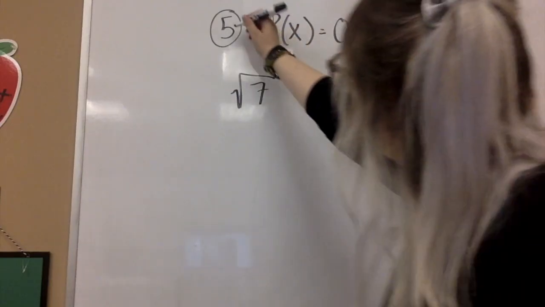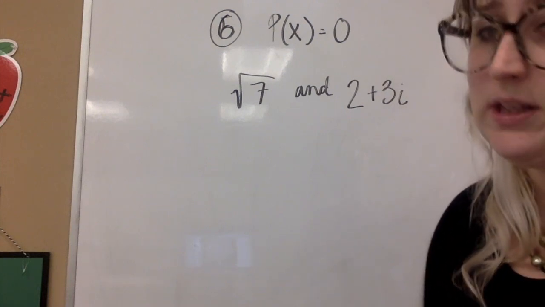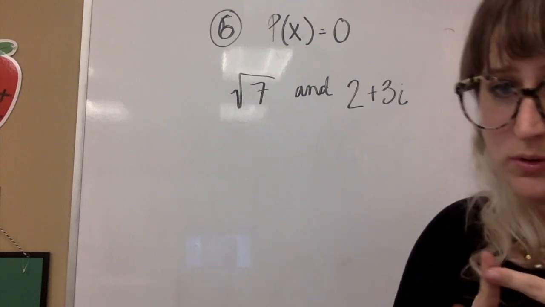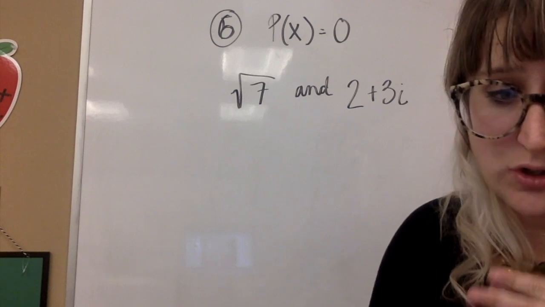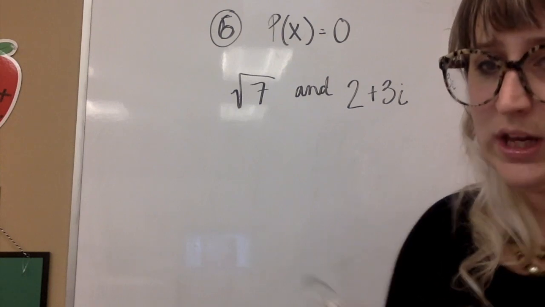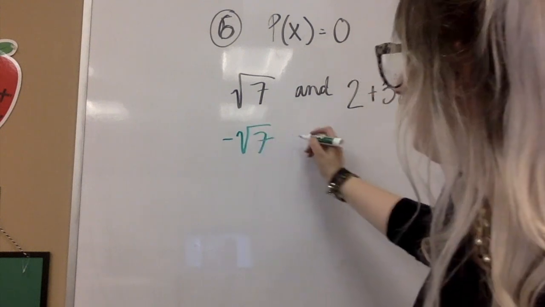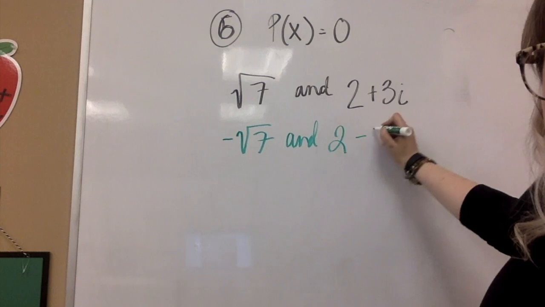Number, this is number 6. So for number 6, what we're going to do is find the 2 additional roots. Remember when I told you, if you have a square root or an i, you want to list its conjugate as the other 2 roots. So the other 2 roots would be negative root 7 and 2 minus 3i.